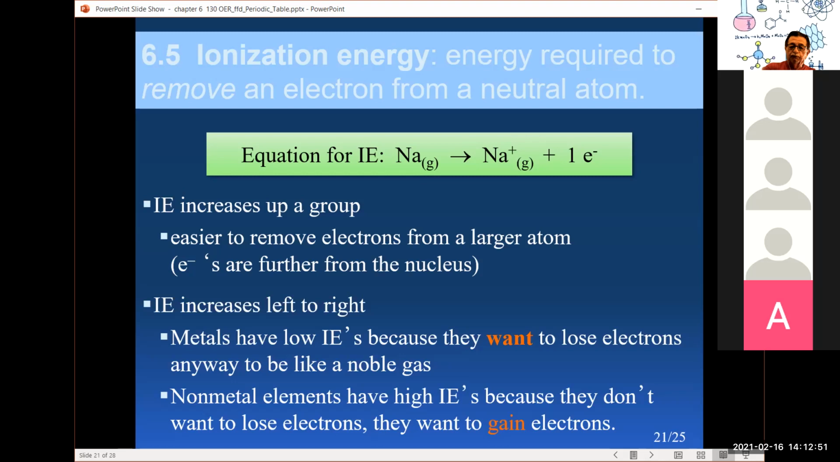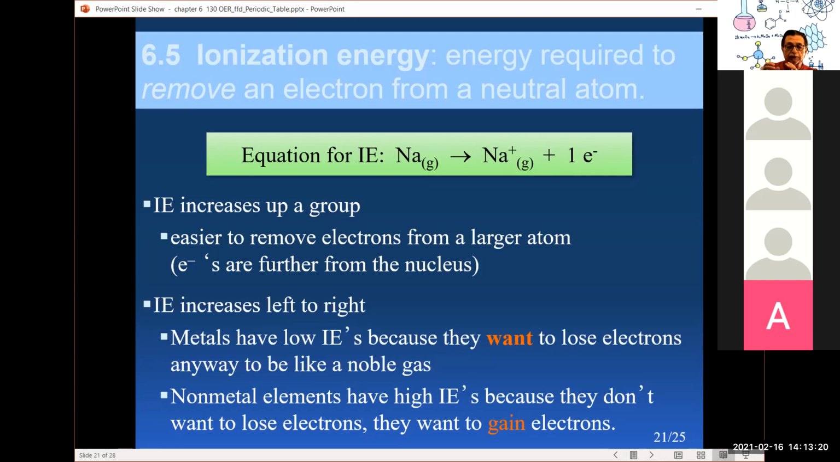Now, as we go from left to right, ionization energy increases. It gets stronger. It takes more energy to remove electrons, because here we go again. On the far left, we have the metals. They want to give up their electrons a lot more readily than the elements on the right, which are nonmetals. They want to hold on to the electrons.